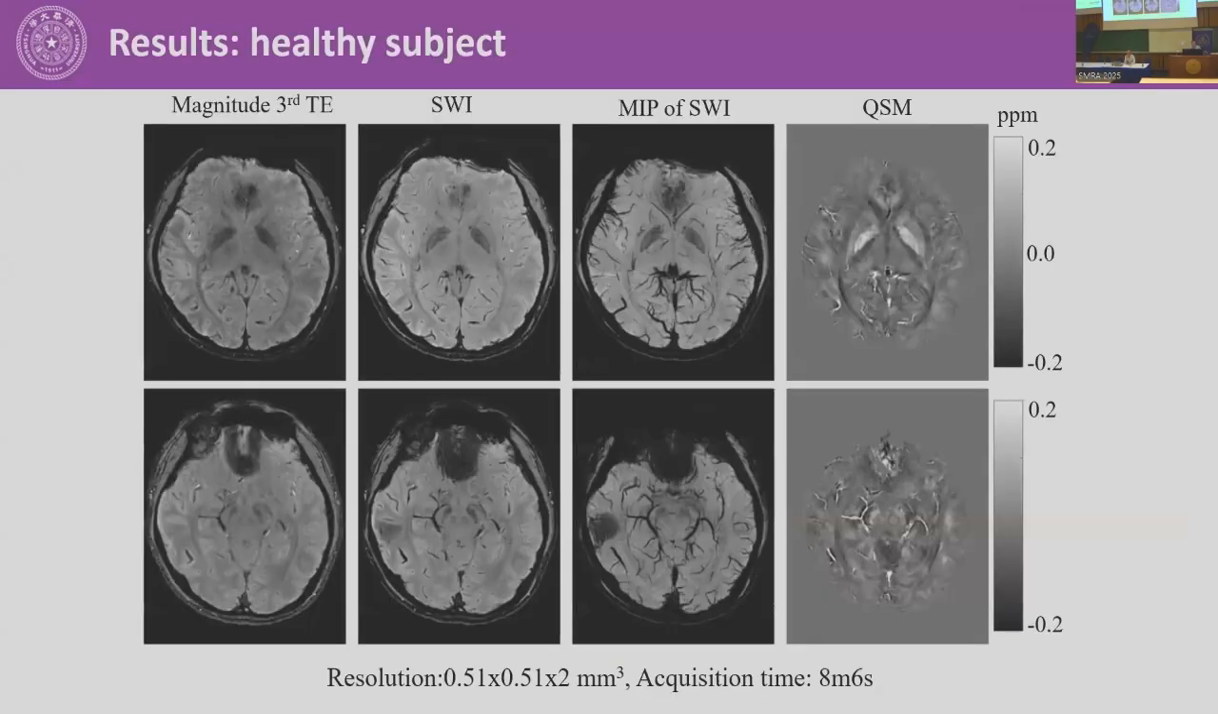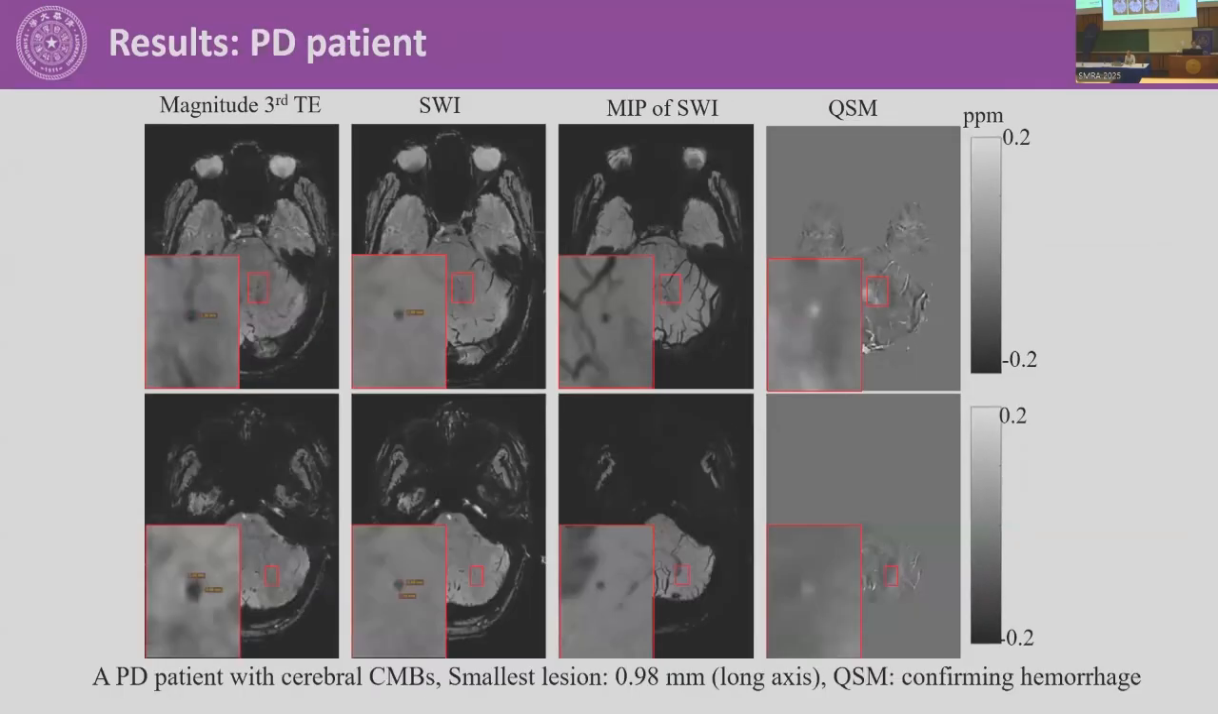So here's a subject from 5T. On the left is the third echo of the magnitude image, and this is the SWI and the MIP, QSM. This is another slice. And this is the PD patient result. Again, this is the magnitude image, SWI, MIP, QSM.